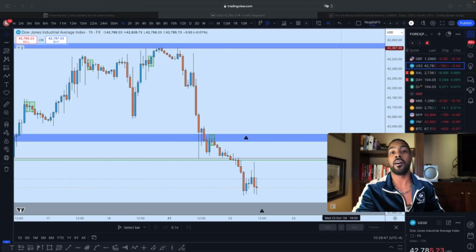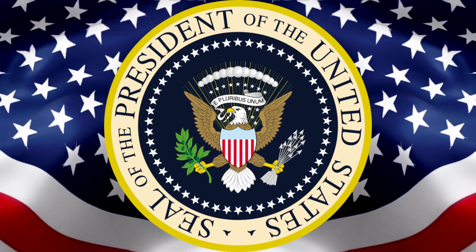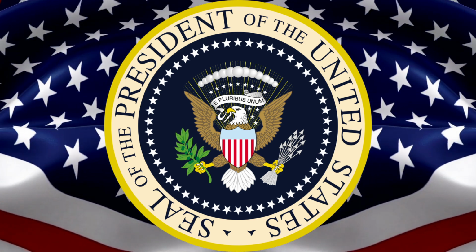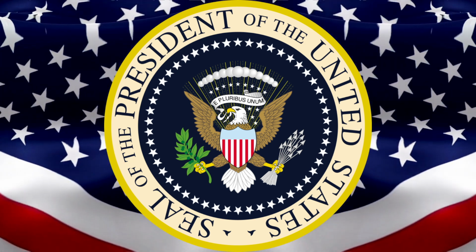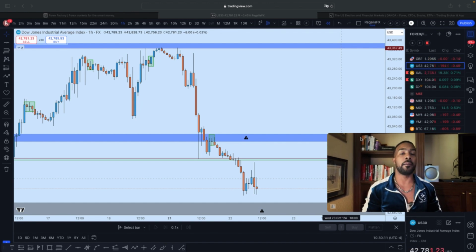We have coming up in the next couple weeks a huge event that is potentially going to massively impact the financial markets. And of course, that is the US election. The US election is important because, depending on who comes into office and what type of policies they put into place, it could positively or negatively impact the market.